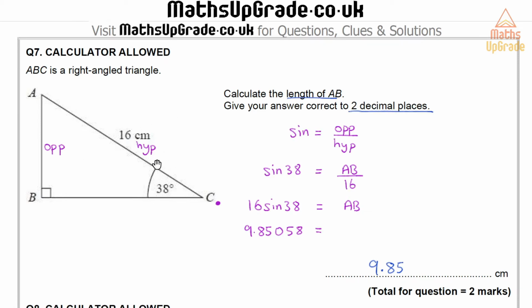So hypotenuse is what I'm given in the question. Opposite is what I'm trying to work out, the length of AB. So knowing that opposite and hypotenuse are related using the sin ratio, sin equals opposite divided by hypotenuse, then substitute in the angle, so it's sin of the angle, sin 38, opposite is AB, and the hypotenuse is 16. Substituting those values in, and then rearranging by multiplying both sides by 16, I'll get 16 sin 38 equals AB, and evaluating that on the calculator and rounding to 2 decimal places, I'll get 9.85. That's in centimeters, and that's for 2 marks.